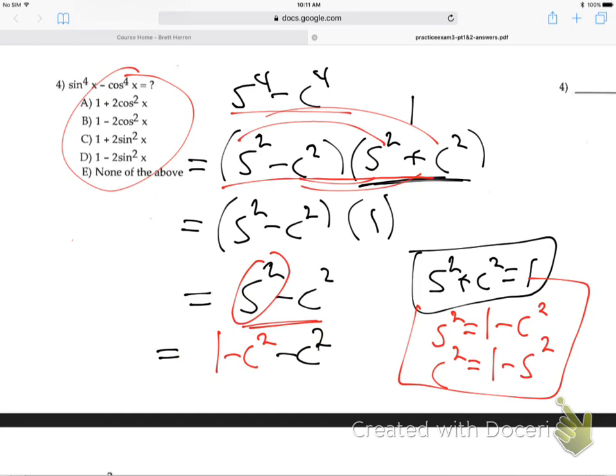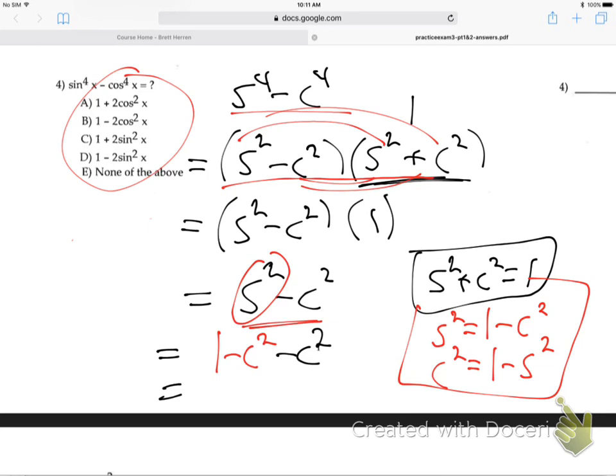Why am I thinking to do that? Well, because they don't have a mix up there, do they? They have all cosine squared or all sine squared, not a mix. I've got sine and cosine. I got a mix. I got to replace somebody and get it all cosine or get it all sine, right? To see if my answer is the same as one of theirs. You with me?